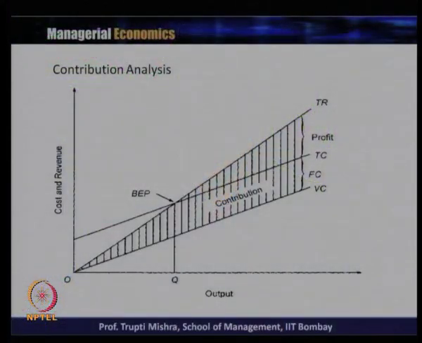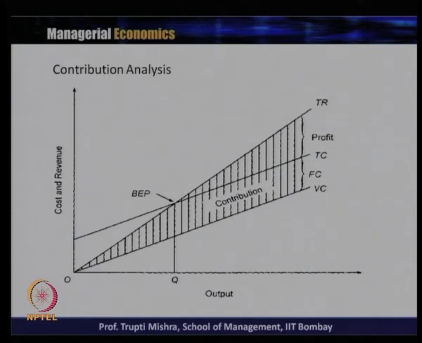So this is how the contribution analysis works. If you look at the graph, the total revenue curve, TR, starts from the origin. Total cost is the summation of the variable cost and the fixed cost, and it starts at a point on the y-axis which includes the fixed cost. Variable cost starts from the origin. The difference between the total cost and the variable cost gives us the fixed cost.